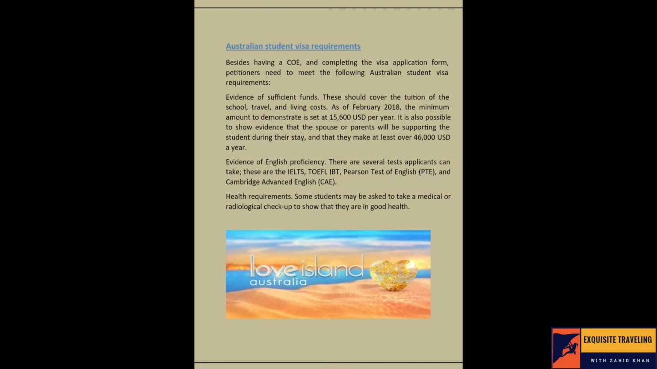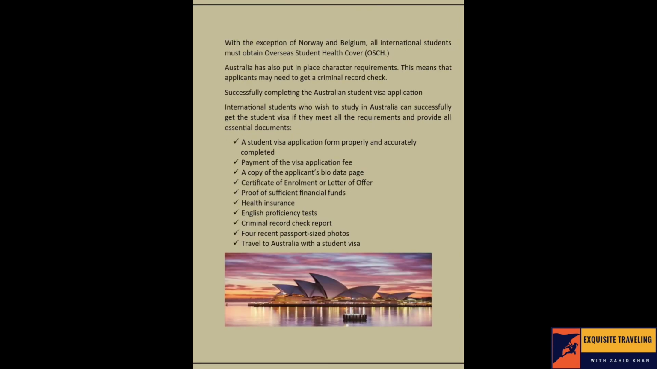Successfully completing the Australian student visa application. International students who wish to study in Australia can successfully get the student visa if they meet all the requirements and provide all essential documents. A student visa application form properly and accurately completed. Payment of the visa application fee. A copy of the applicant's biodata page. Certificate of enrollment or letter of offer. Proof of sufficient financial funds. Health insurance. English proficiency tests. Criminal record check report. 4 recent passport-sized photos.